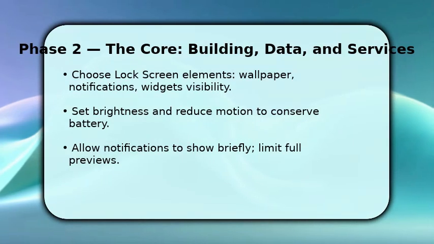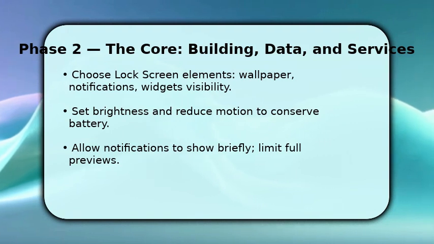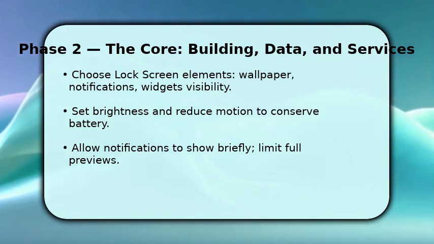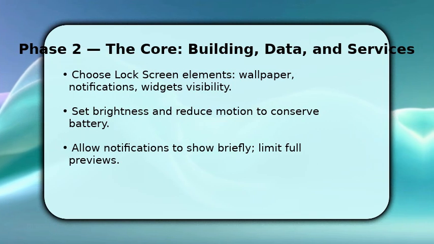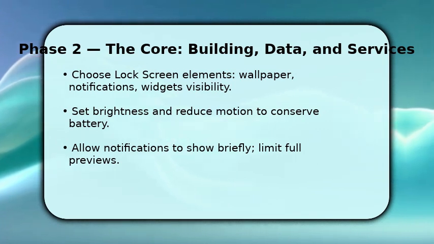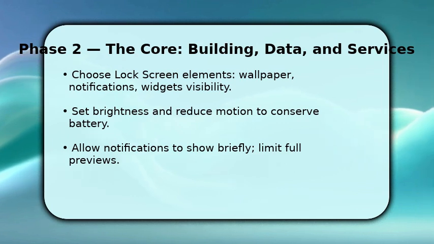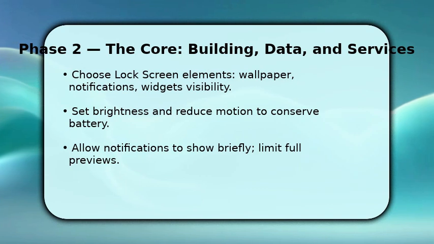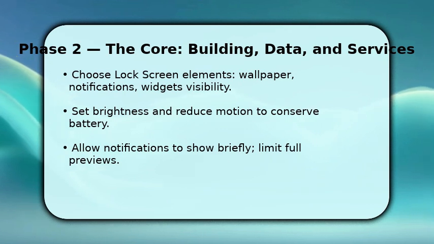Once Always On is enabled, customize what you see so the screen stays informative but efficient. You should pick a lock screen wallpaper that contrasts well, lower overall brightness, and enable Reduce Motion to save power. Make decisions about notifications. Allow them to appear briefly rather than full previews, and choose which widgets remain visible. Less clutter equals less energy.